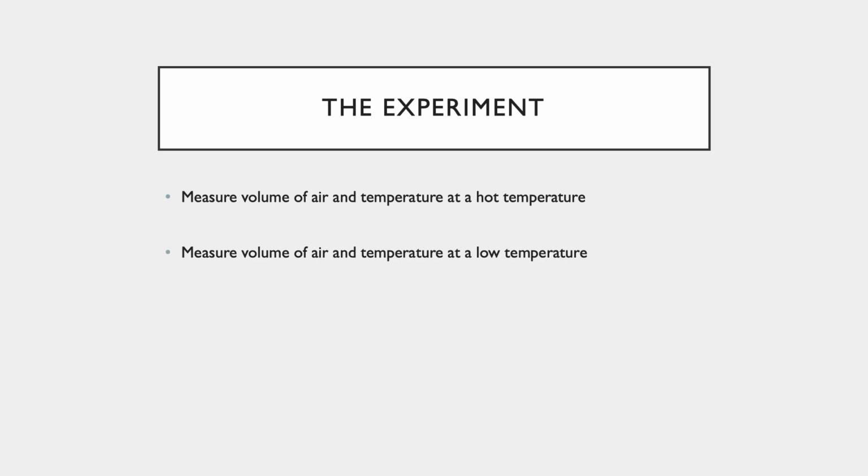Now, in terms of how we're going to show that the volume over temperature ratio is constant at different temperatures, we're going to measure the volume of air at a hot temperature, and measure the temperature of it at that hotter temperature, and then do the same thing at a lower, colder temperature. So we're going to have two volume measurements and two temperature measurements, and we're going to compare the volume to temperature ratio at a hot temperature to that at a cold temperature, and hopefully show that those ratios are very close to one another. That's the end goal of the whole experiment.